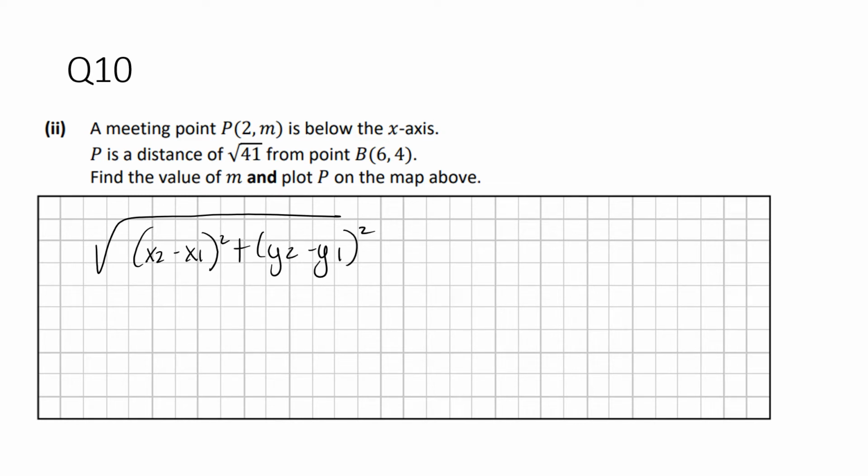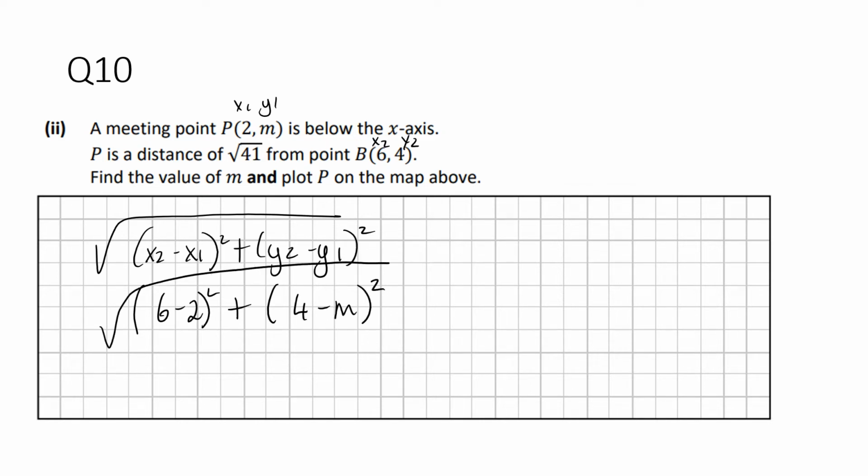And you're using the point P, which is (2, m), so that's x1, y1, and you're using B, which is x2 and y2. So you put in 6, you take away 2, square it, and then you do 4 and you take away m and you square it. So 6 take away 2 is 4, 4 squared is 16, and then 4 minus m is stayed in the bracket and it's squared, and we're making that equal to the square root of 41 because that's what it told us it was equal to.